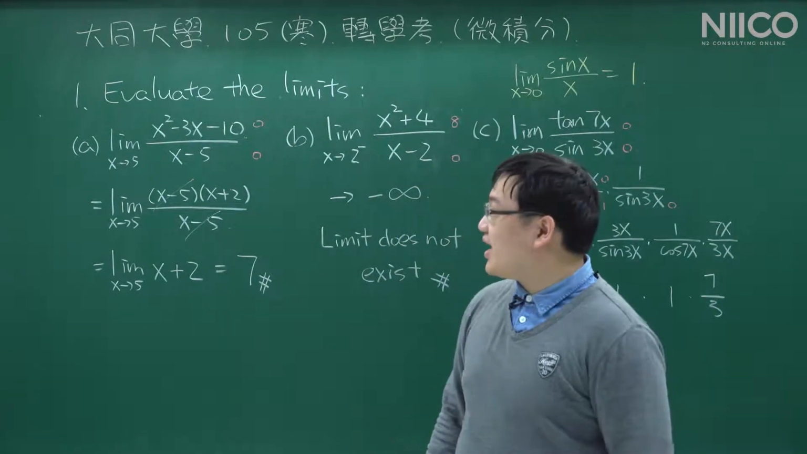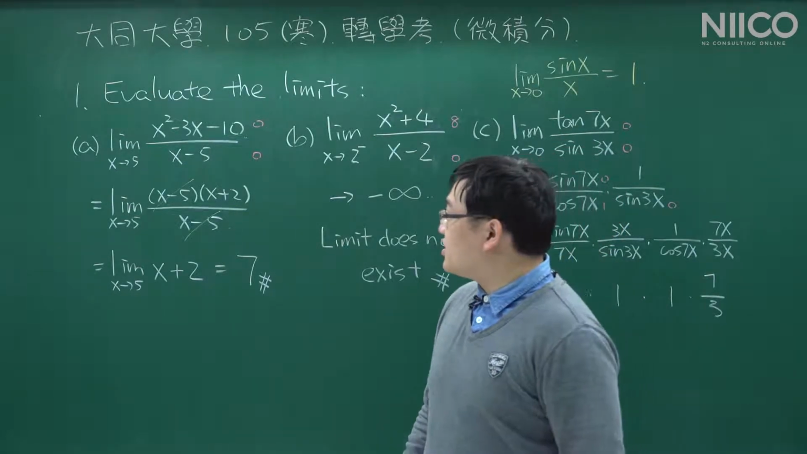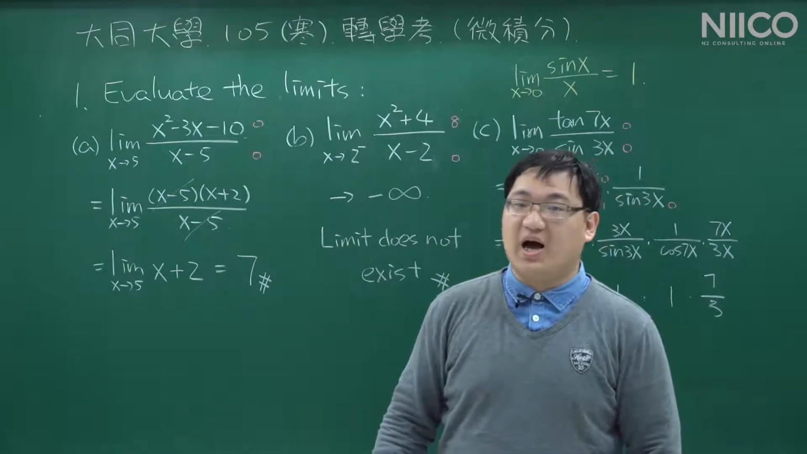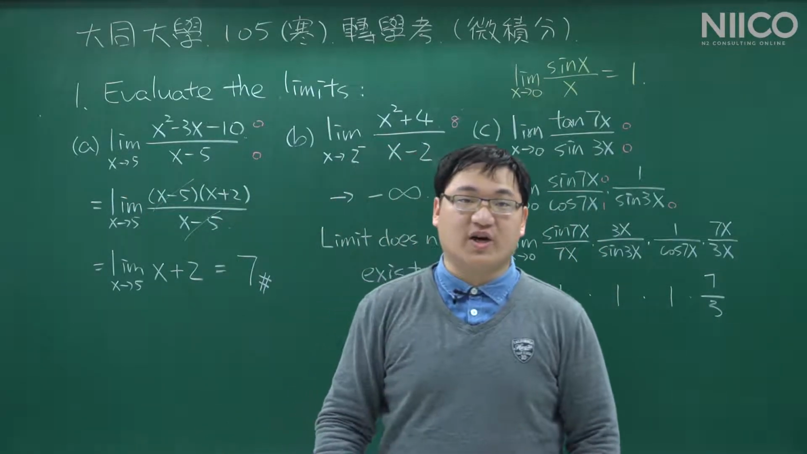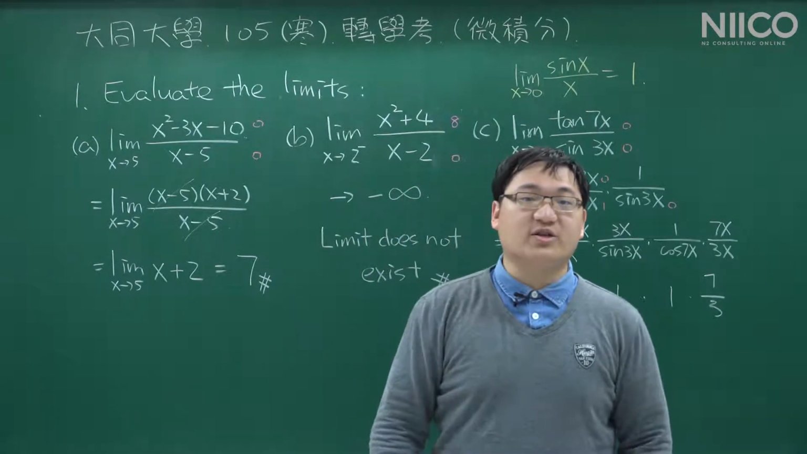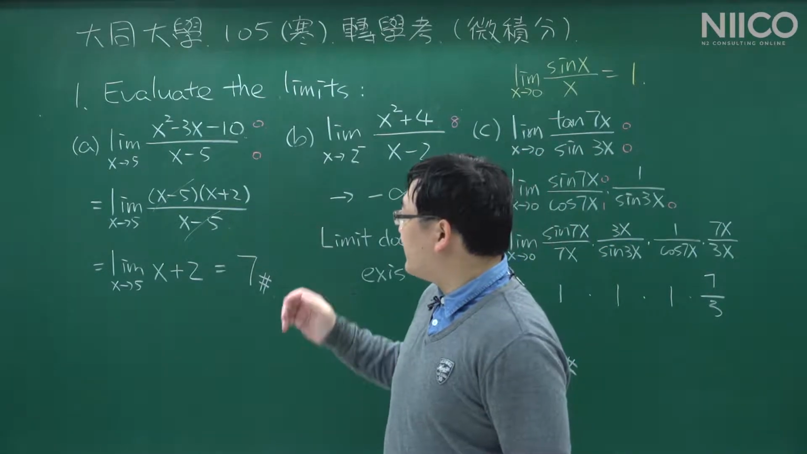Hello everyone, so for this problem set we're going to evaluate the limits of these expressions. In the first subproblem, it is the limit of x squared minus 3x minus 10 divided by x minus 5. So we see that when x approaches 5, both the numerator and the denominator approach 0. So we can suppose that there's got to be a common factor between the numerator and the denominator.